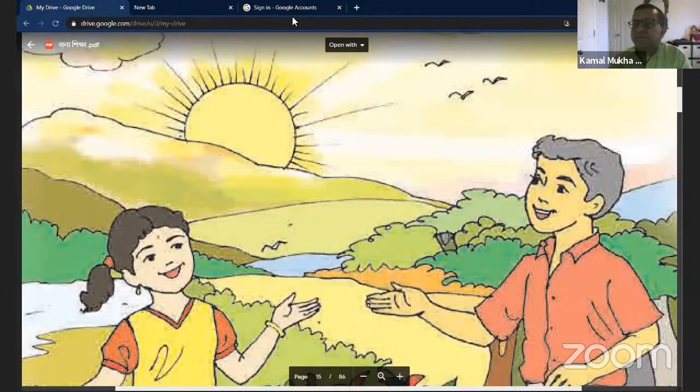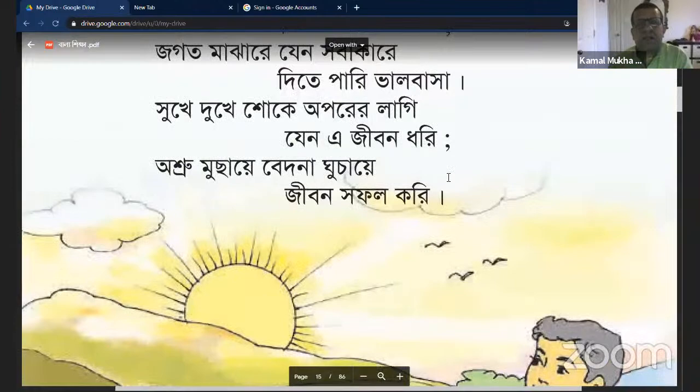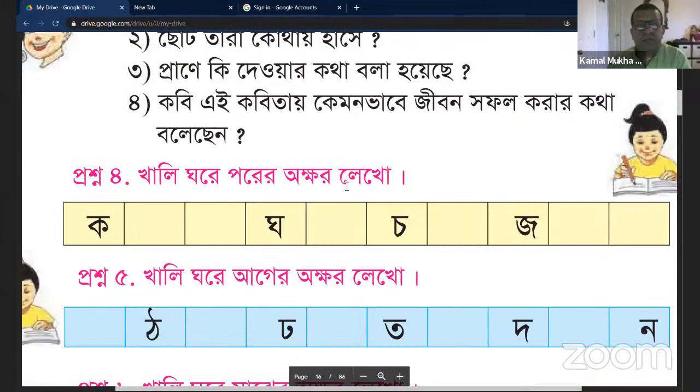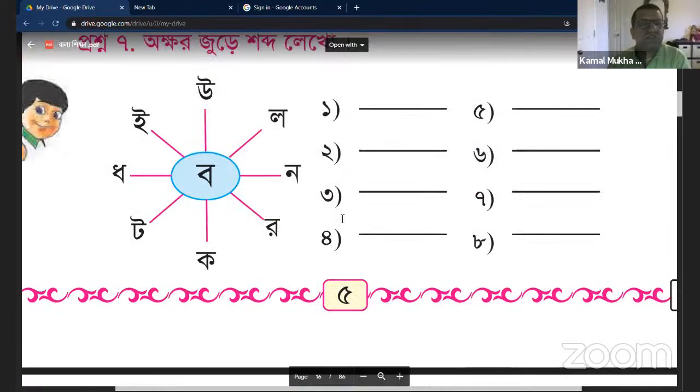I'll also post this page in the group. I'll have to take a snapshot on my phone and then paste it in the group for the homework that we are talking about. So you read this rhyme and be ready to answer these seven questions. Then we go to the next one.